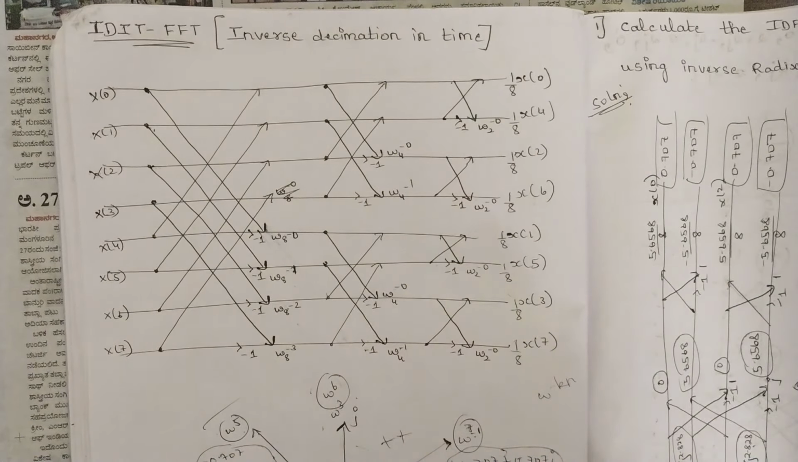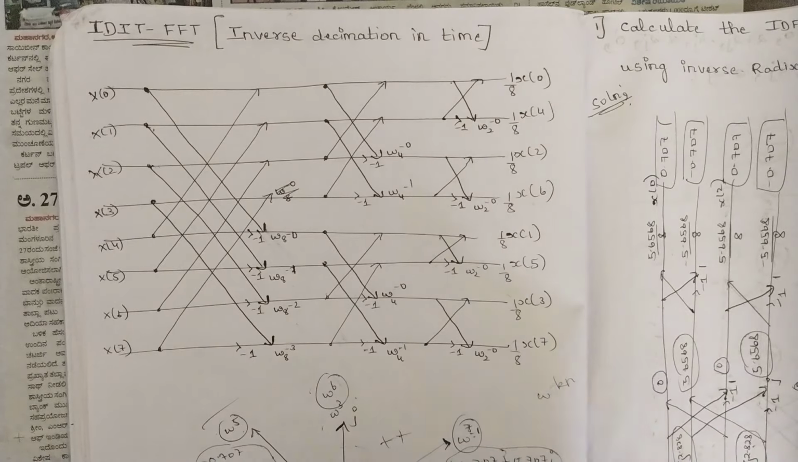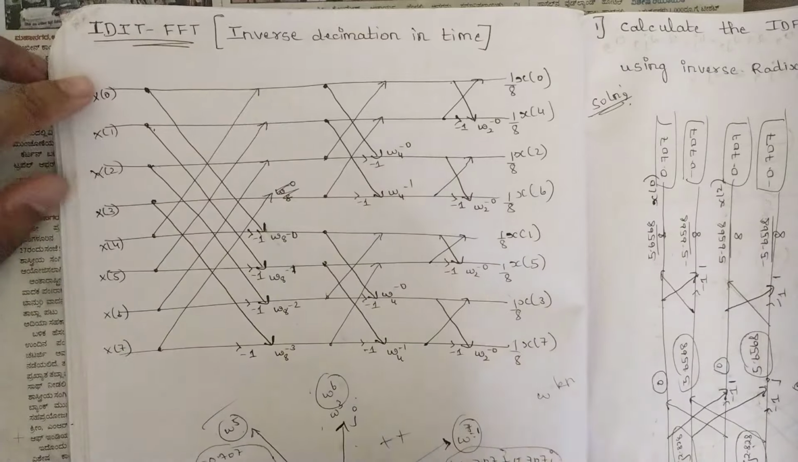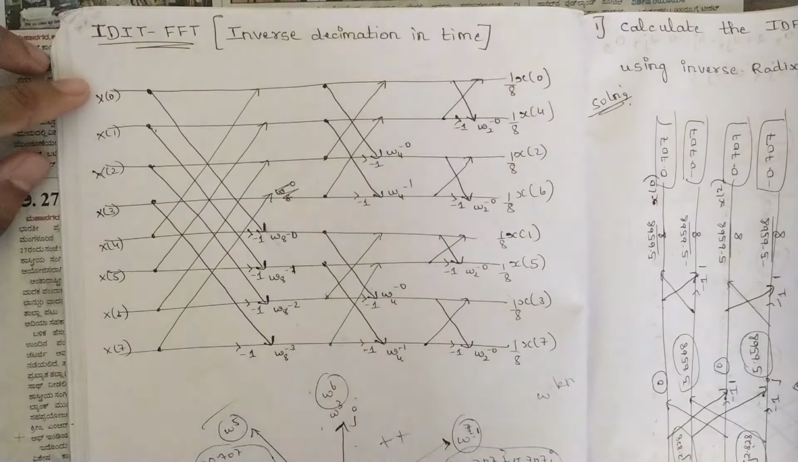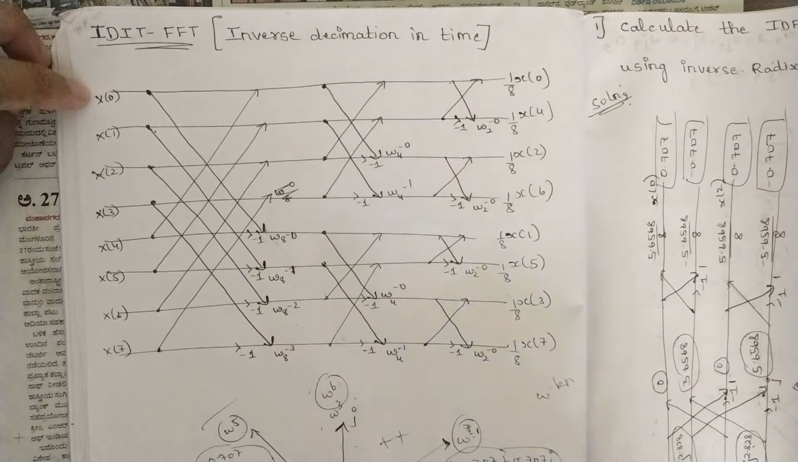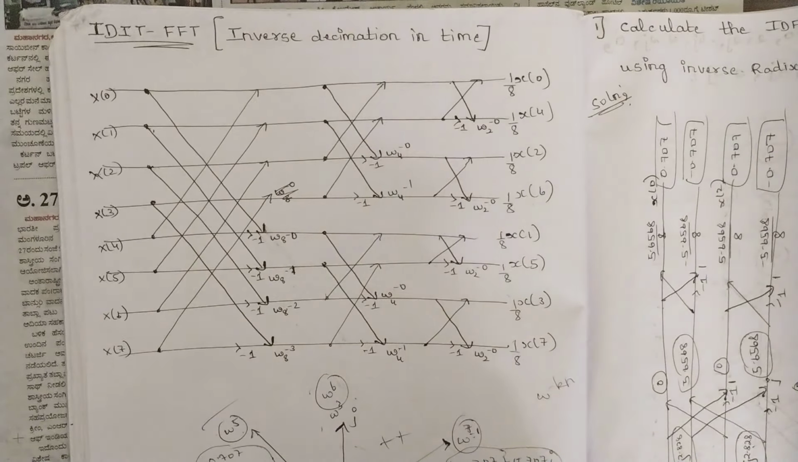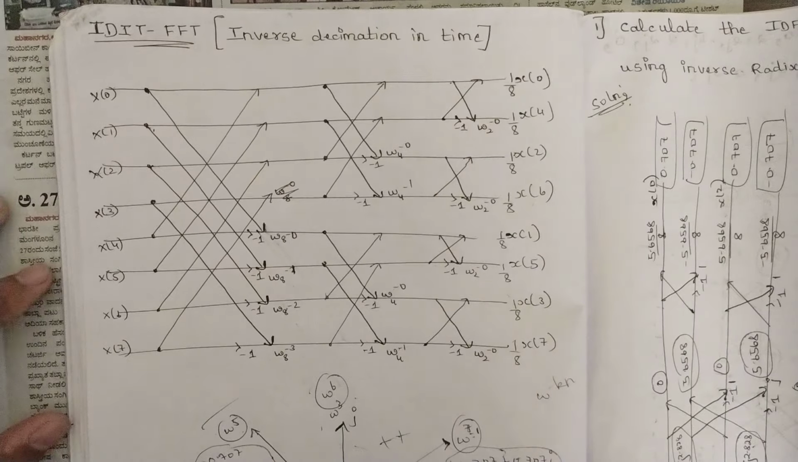In our previous sessions we have discussed DIT-FFT algorithms and two very important problems. One is the 4-point DFT, one is the 8-point DFT, and we have seen its structure also. Now in this session we are going to discuss the inverse of that, that is IDIT-FFT, inverse decimation in time. If you know the DIT-FFT concept very well, you can easily write this, because this is just the inverse of that.